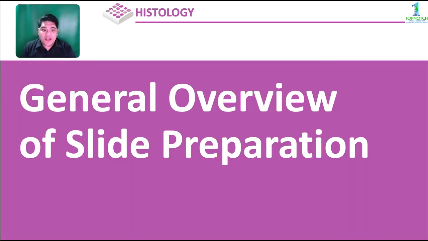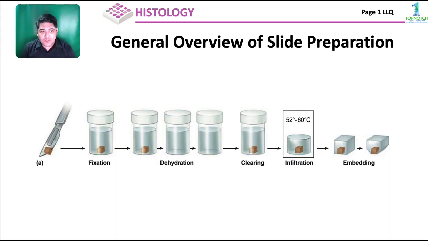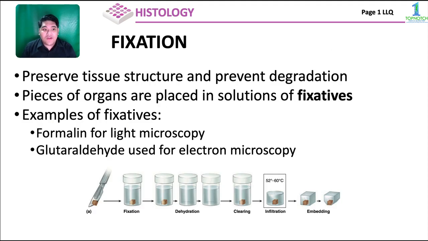So let's begin with a general overview of slide preparation. This is the general overview, showing you the different steps in preparing a slide. We have the tissue here. We'll do fixation, dehydration, clearing, infiltration, and embedding. Let's discuss it one by one, beginning with fixation. Fixation is important because it preserves the tissue structure. And in preserving it, we prevent degradation. Hindi siya masisira. So your pieces of organs are placed in solutions of fixatives.